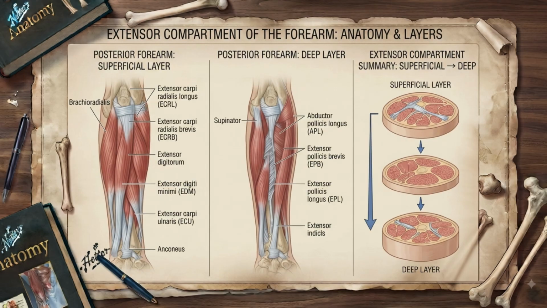Now let's move to the posterior compartment. The superficial muscles include brachioradialis, extensor carpi radialis longus, extensor carpi radialis brevis, extensor digitorum, extensor digiti minimi, and extensor carpi ulnaris. Many of these muscles extend the wrist or fingers. Brachioradialis is slightly different. Although it is located in the posterior or lateral forearm region, its major action is elbow flexion, particularly with the forearm in neutral position.